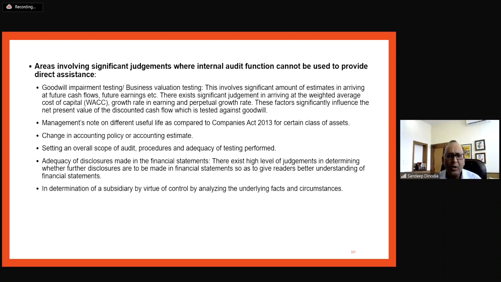Determining a subsidiary by virtue of control by analyzing underlying facts and circumstances. This is a very hot topic which is debated very regularly by all auditors: whether a subsidiary, as in IGAAP and Ind AS there are different definitions, is a subsidiary by virtue of control or not, even if the shareholding is not there, and whether consolidation then takes place or not, and whether various disclosures of a subsidiary and company under control are required. So here again, the internal auditor's work cannot substitute the judgment of the external auditor.